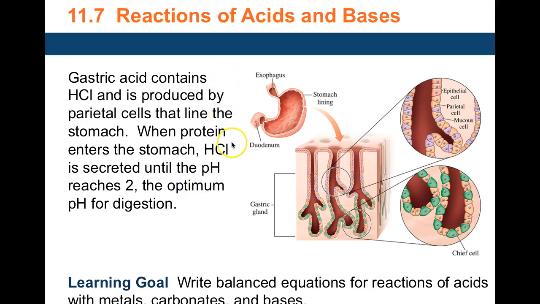As soon as the protein enters the stomach, HCl is secreted by the parietal cells. And that pepsinogen is then converted into the active form, pepsin, and then the pepsin breaks down the protein. The optimal condition for this digestion is a pH of 2, so that protein breakdown can start in the stomach.